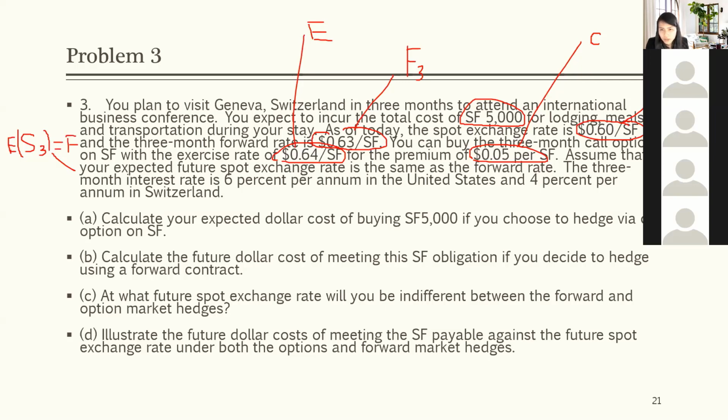The 3-month interest rates in the US and Switzerland are 6% per annum and 4%. So as usual, we want to convert the interest rate into the 3-month rate first. So in the US, that will be 0.06 divided by 4. And in Switzerland, it will be 0.04 divided by 4.